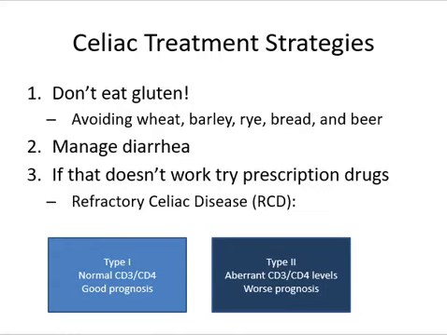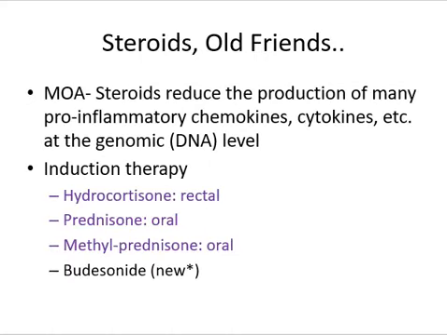Type 1 basically has a normal T cell ratio, looking at the CD3 to CD4 T cell ratio, and that offers a relatively good prognosis. Type 2, I would say, is basically an inflammatory exacerbated celiac disease, indicated by an aberrant CD3 to CD4 ratio or levels, and that offers a worse prognosis. That's the one that really needs to be dealt with using a lot of these more anti-immunity type drugs that we're going to talk about in this lecture.